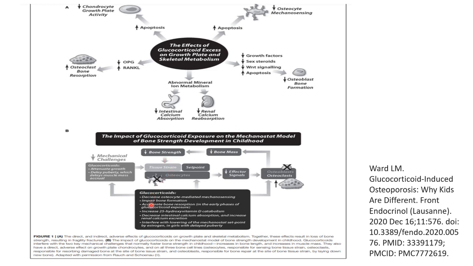So these are the factors which ultimately lead to decreased osteocyte-mediated mechanosensing, impaired bone formation, and accelerated bone resorption in the early phases of glucocorticoid exposure, increased 25-hydroxyvitamin D catabolism, decreased intestinal calcium absorption, increased renal calcium excretion, and interference with lowering of the mechanostat set point by estrogen in girls with delayed puberty.